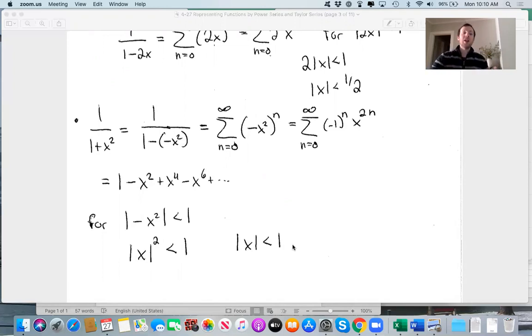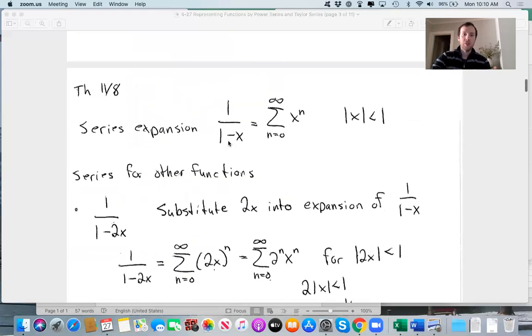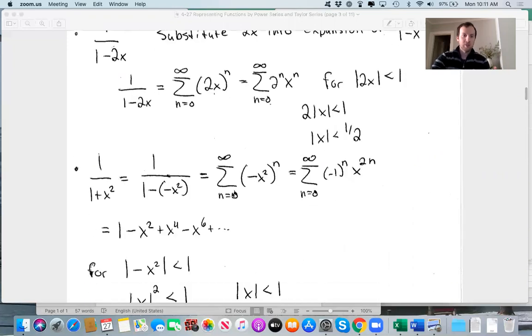So this is one way of taking a function that you know a series for, and using that to find a series for another function. So starting from this function and this series, if we change this, we make the corresponding change in the series.